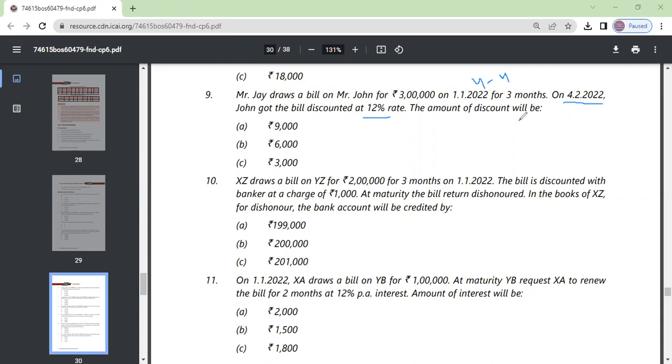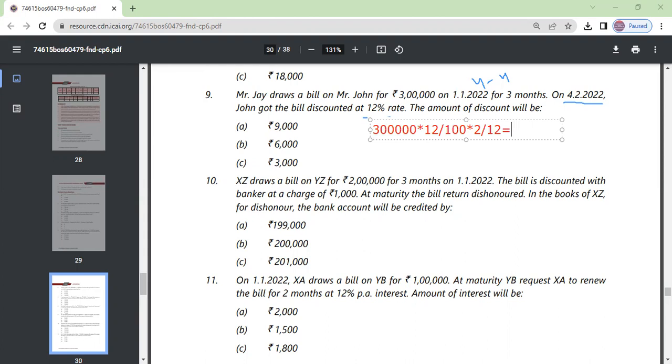The amount of discount will be same formula. Now no need to write formula, directly you can tell the answer. Bill amount is 3 lakhs into rate by 100, 12 by 100 into remaining time period from bill discounted with bank to maturity date. When we discounted bill on 4th February, what about maturity date? On 4th April. How many months are there? 2 months. 2 divided by 12. Please use the calculator. Don't use brain. You will get the wrong answer. Use the calculator. Tell me the answer.